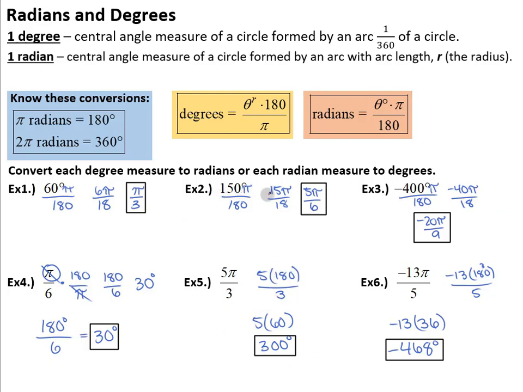If you're converting from degrees to radians, slap a pi next to it, divide by 180, and reduce your fraction. Hopefully it's as easy as that.